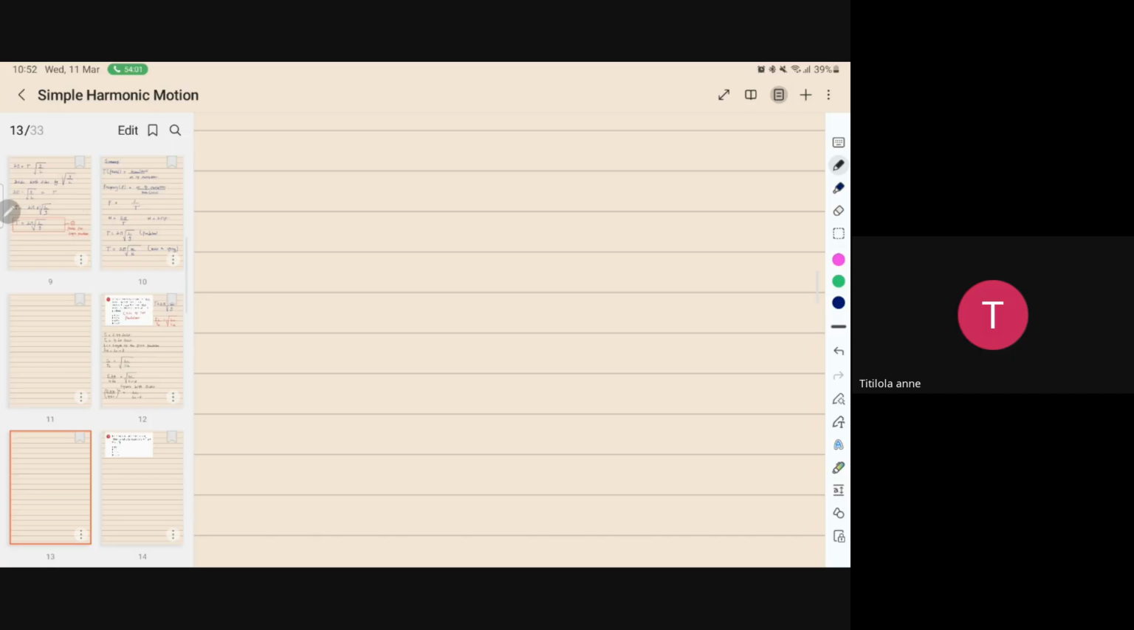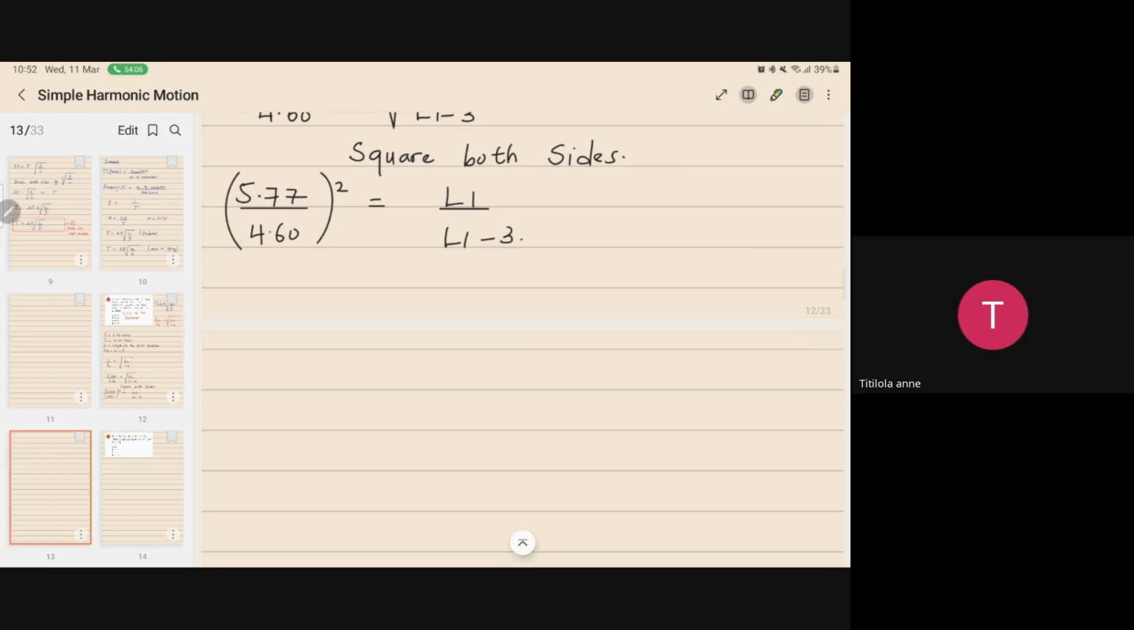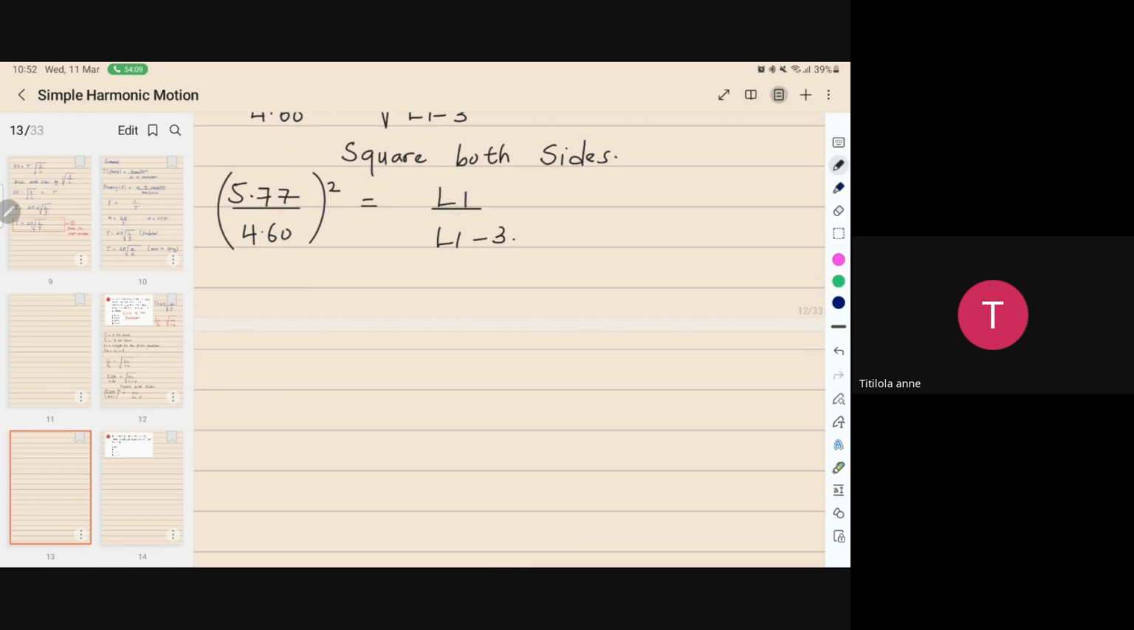Good, good. Now, the next thing I want to do, if you have your calculator with you, is let me be sure that the values are correct. I don't trust some of you. So let me punch it myself. Now this is 5.77 over 4.60, then we square everything. So let me square it all. That will give us 1.573 is equal to L1 all over what?